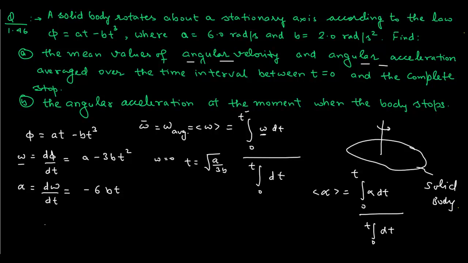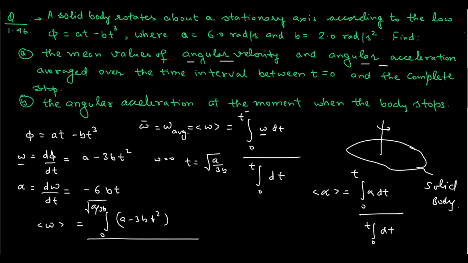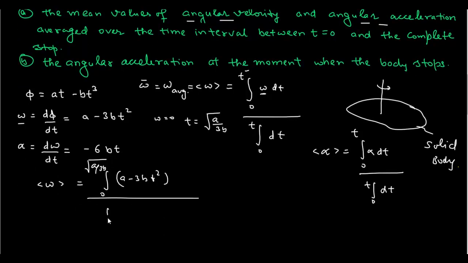So omega average is equal to the integral from 0 to this time, that is square root of a by 3b, of omega, and we know this omega is a minus 3bt square, divided by the integration of dt, because we have to average over the time 0 to this time t, a by 3b. Clear?